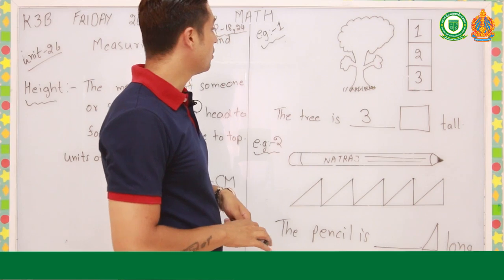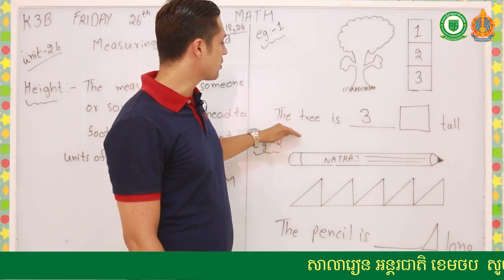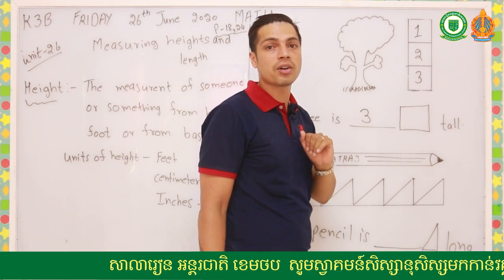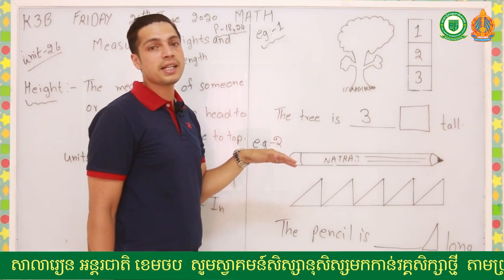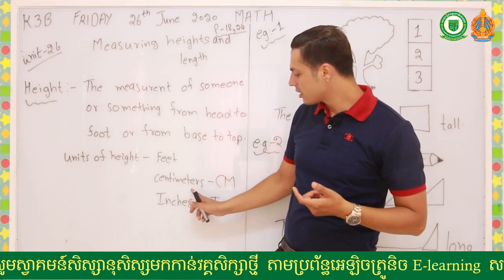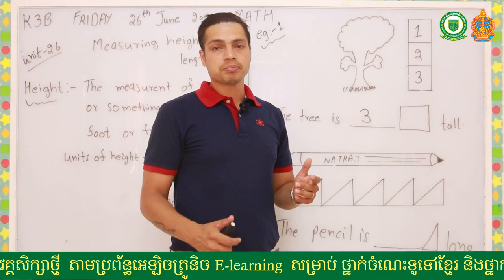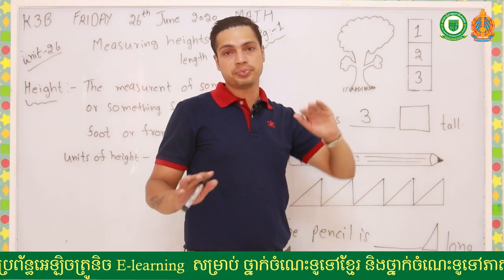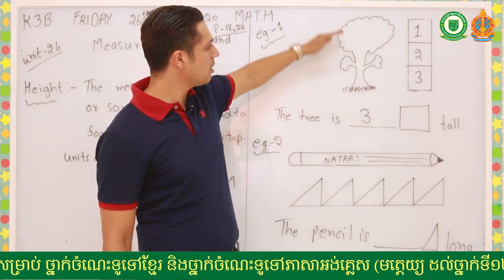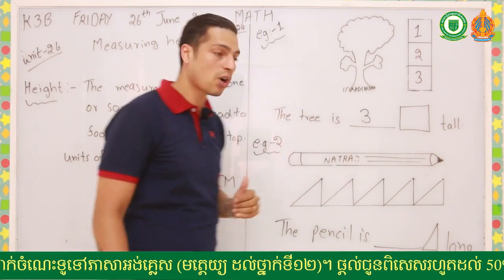Okay, so how high is the tree? How tall is the tree? What is the height of the tree? The tree is 3 boxes tall. 1, 2, and 3. Okay, so that's how we can measure height. We can use a measuring tape and measure height in feet, centimeters, and inches. Or if we don't have a measuring tape, we can measure things using boxes or anything. So here is a tree, and the tree is 1, 2, 3 boxes tall.